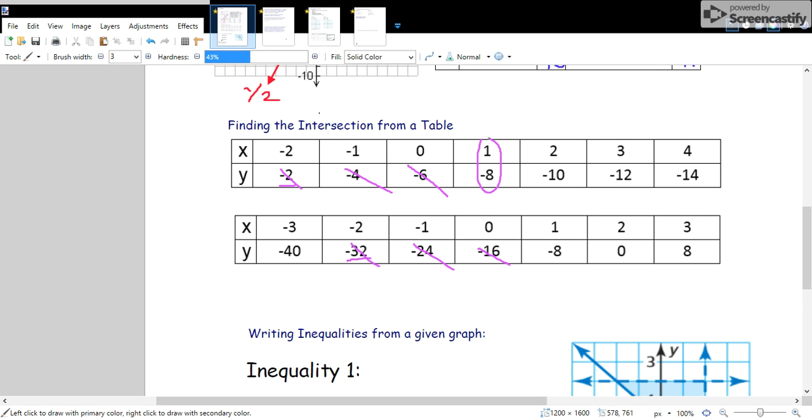These look the same. Let's see if there's anything else. Okay, that's not the same. -12 is not the same as 8. And these are not the same either. So our intersection is 1, -8. So when x equals 1, the y will be -8 for both lines.